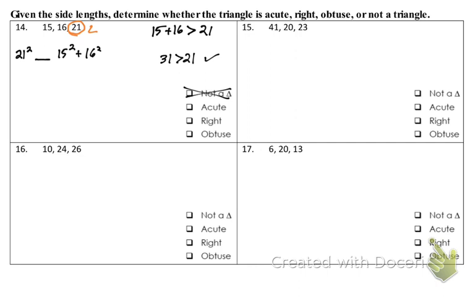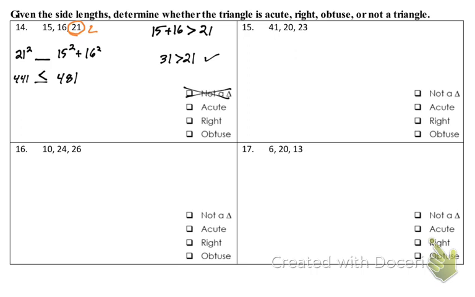So running through this one, can people help me with the calculators? 21 squared? 441. What's 15 squared plus 16 squared? So do all the work for me. 15 squared plus 16 squared. 481. So now is where I put the symbol in. So 441 is smaller than 481. So the only symbol that would work here is a less than symbol. Less than means this is too small. So if this is too small, it would have to be acute.